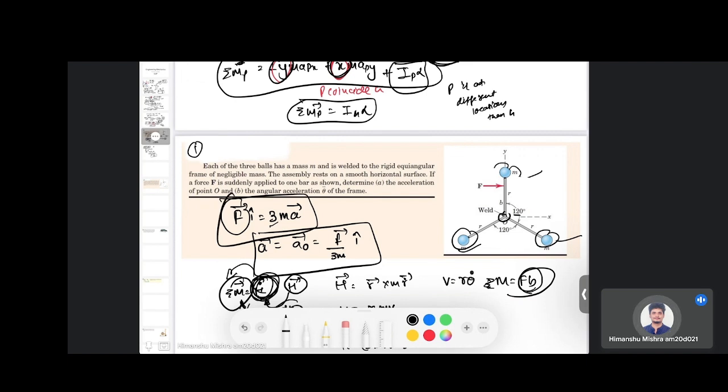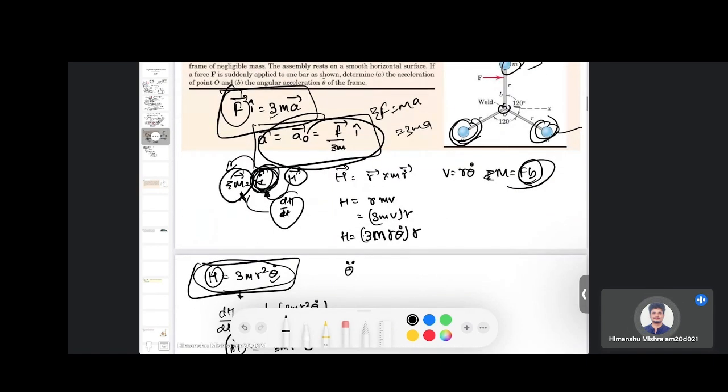So we use a relationship between the force and acceleration, which is given by F equals ma. Now since there are three balls, it will be 3ma, and from that you can easily find the expression for linear acceleration. To find the angular acceleration, we first define the angular momentum, which is r cross mv.